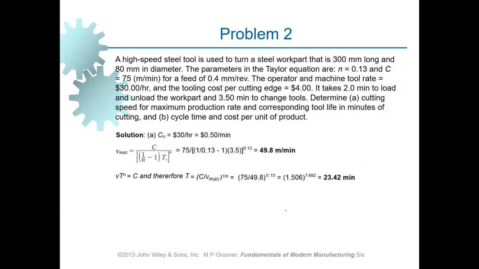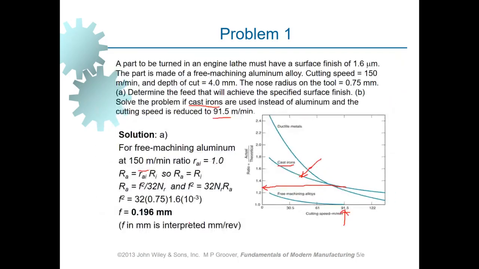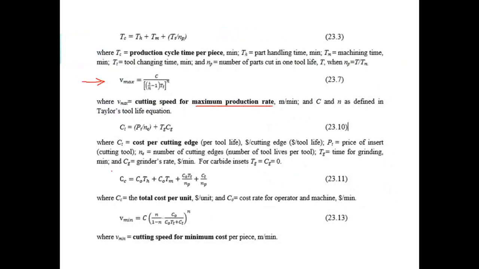And then in part B, we are asked to compute the cycle time and cost per unit of product. Now let's get back to the equation sheet again. This is the equation sheet. We are asked to compute, say, cycle time up here. If we take a look at the equation sheet up here, we have got an equation giving us the cycle time.